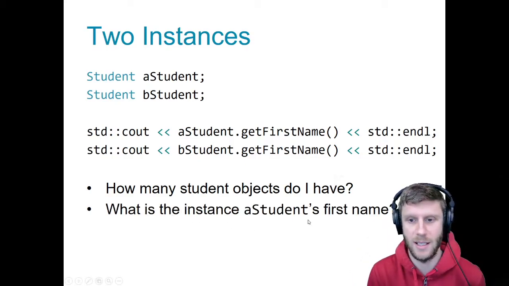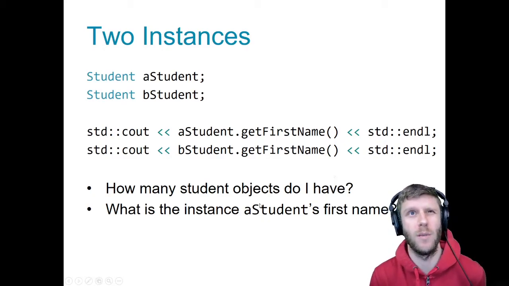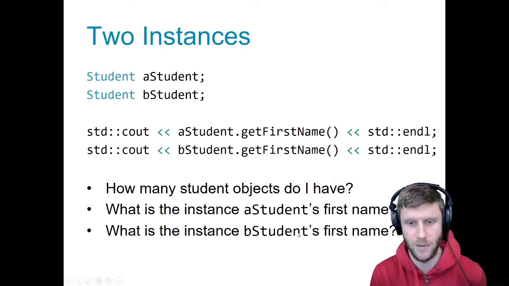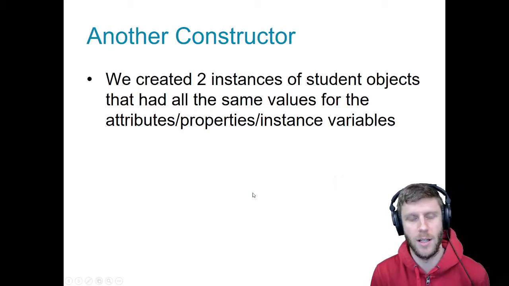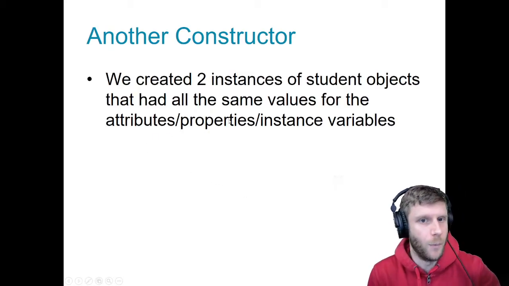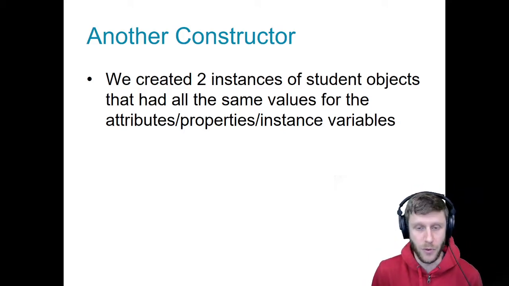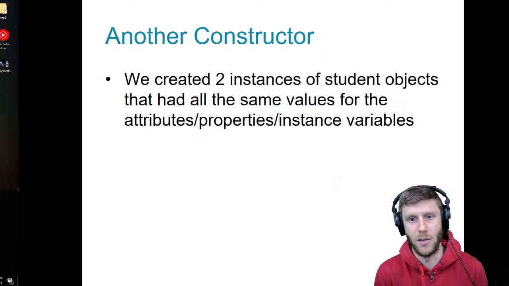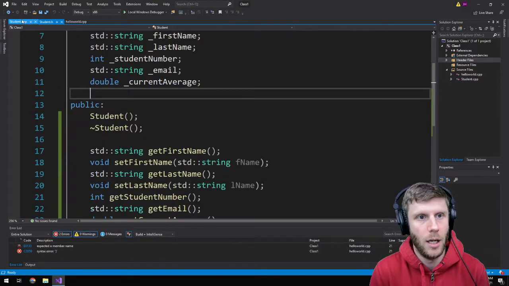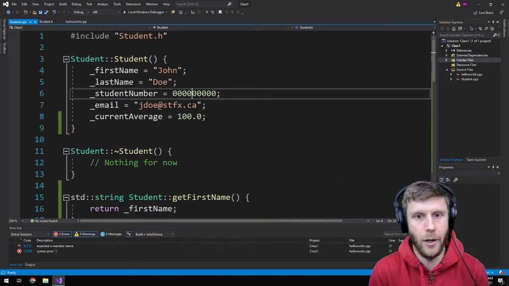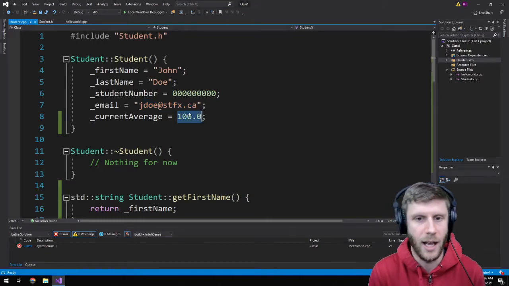What is the instance A student's first name? Well, it should be, what was it? John by default. What is the instance first name? It should also be John. Another constructor. Okay. So we created 2 instances of the same object that had all the same values, right? The default values, which were John Doe, zeros, J Doe at sandvix.ca, and 100.